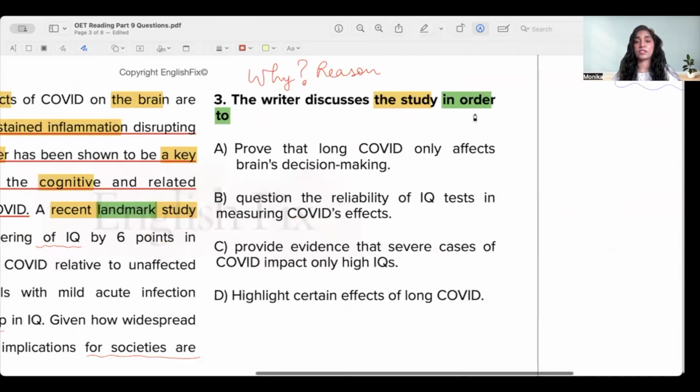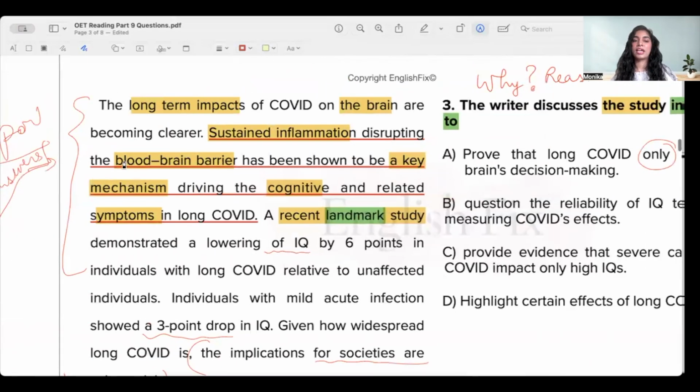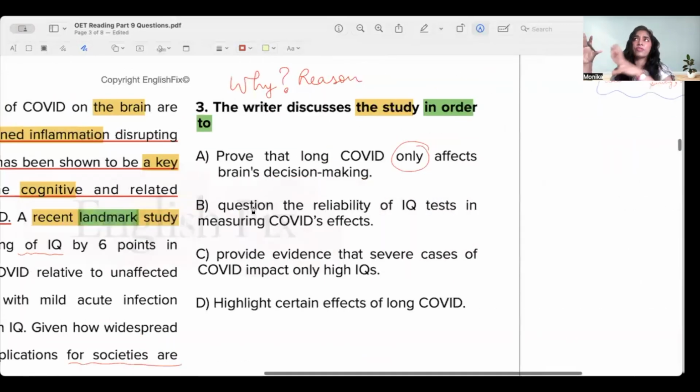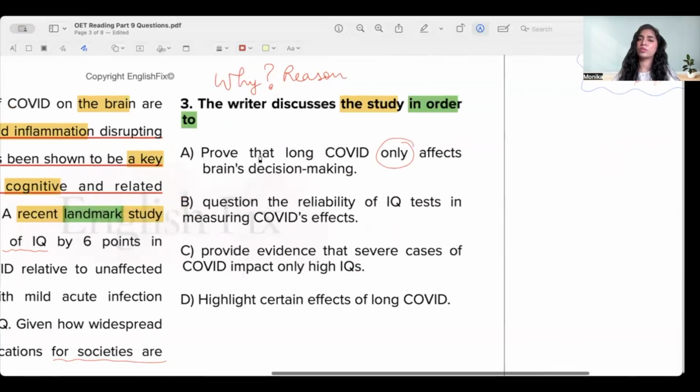The writer discusses the study in order to prove that long COVID only affects the brain's decision making. I know long COVID affects the brain somehow. I can always confirm: the long COVID effects sustained on the brain are becoming clearer. Disrupting the blood-brain barrier has been shown to be a key driving mechanism, driving the cognitive and related symptoms. Cognitive and related symptoms. Have they told me something about decision making? I don't think so. Because they haven't talked about the brain's decision making, this is where I have an issue.